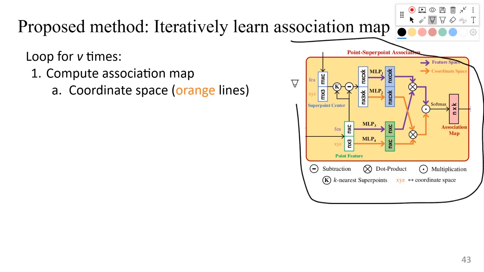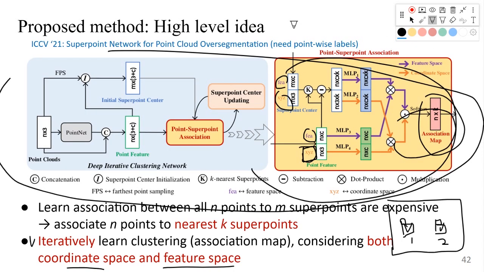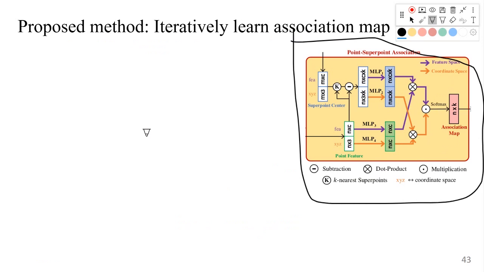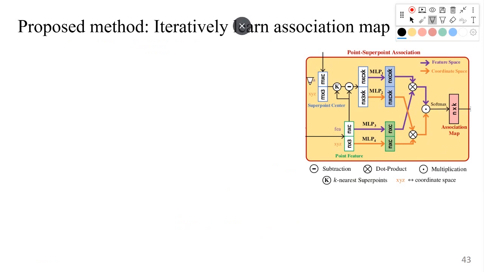Okay, so this is the module that we have previously here. Let's discuss the detail. Previously, we have the superpoint center. This is in the coordinate space, XYZ, and this is in the feature space with the M superpoints. And this is the point features. This is the original point XYZ with the number of points N. And this is the number of superpoint centers M. And again, we only consider the K nearest superpoints for every point here.